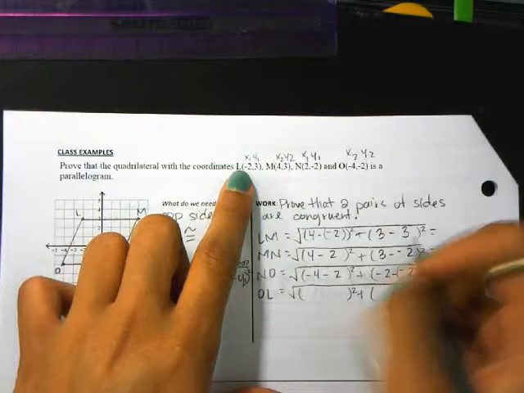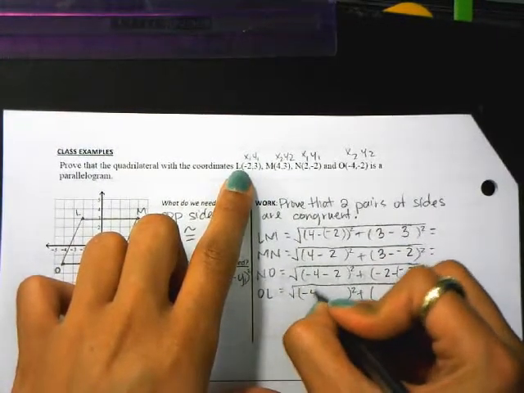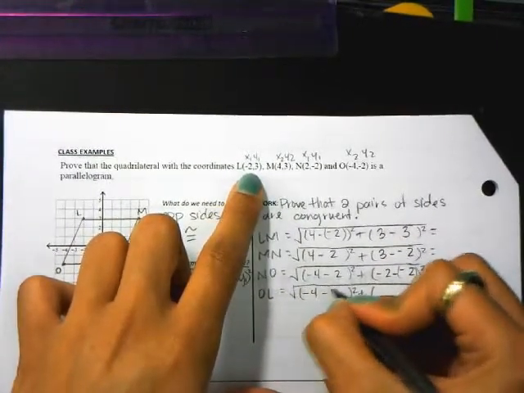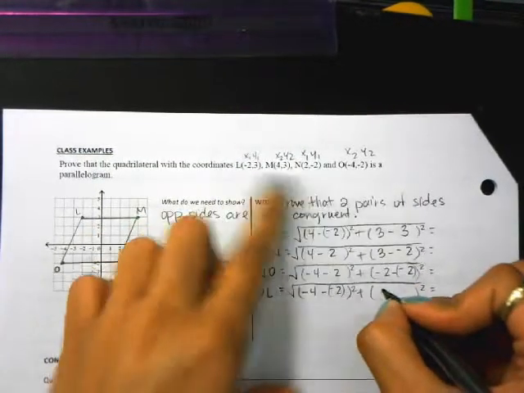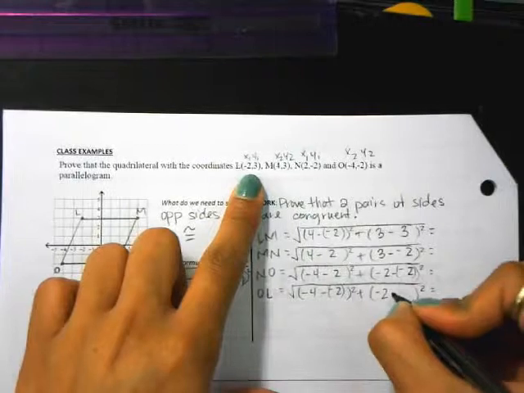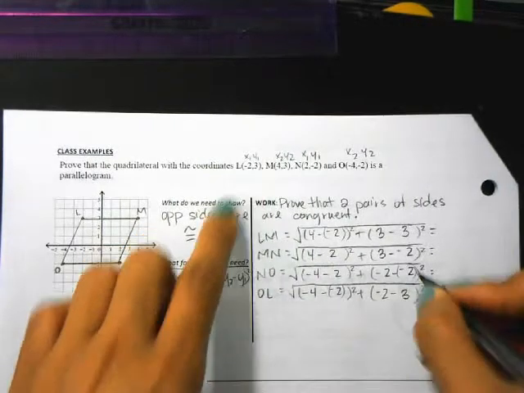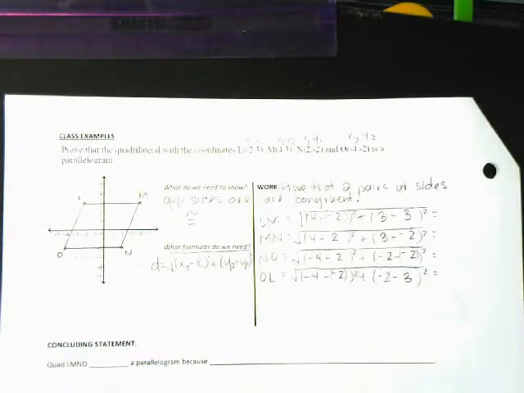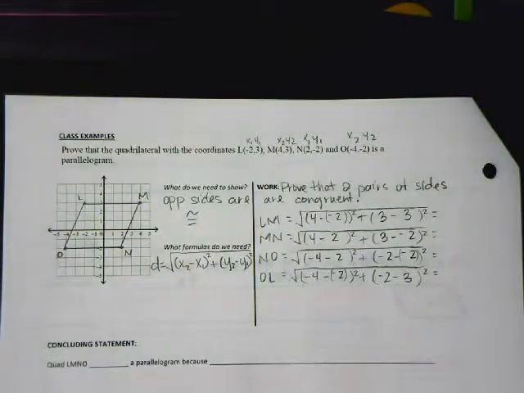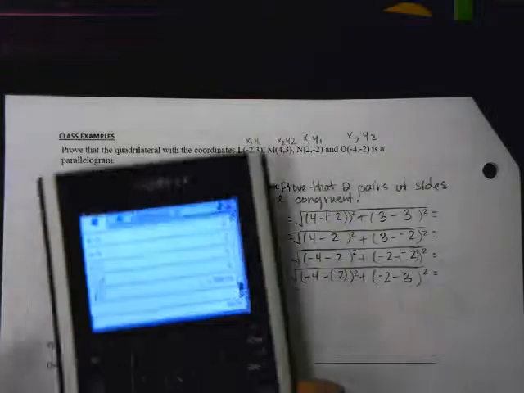Okay? And so, I'm going to grab my calculator so we can plug these in. And I should get the exact same number for all three of these. I'm sorry, not the exact same number. I should get the exact same number for two of them because we're trying to prove that two pairs of them are congruent. So two of them should have the same distance and the other two should have the same distance.